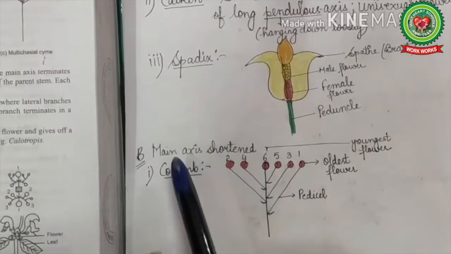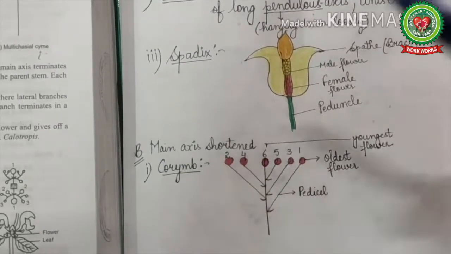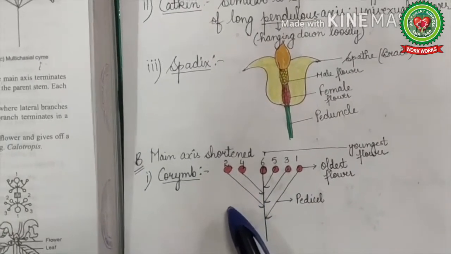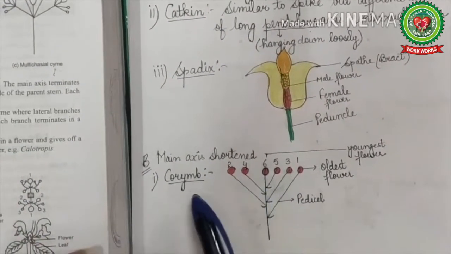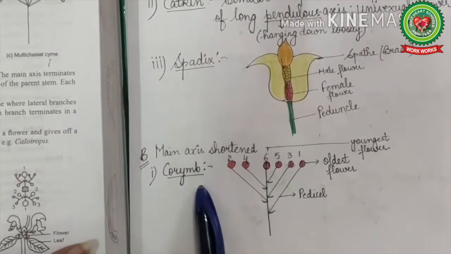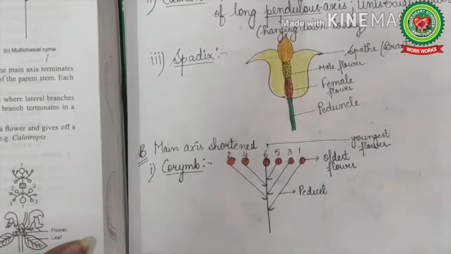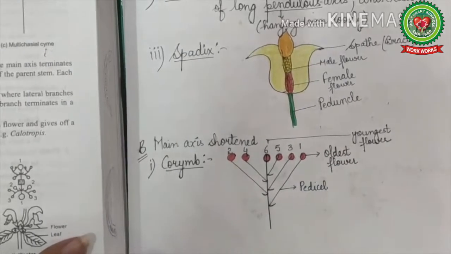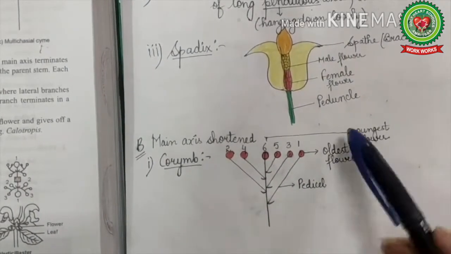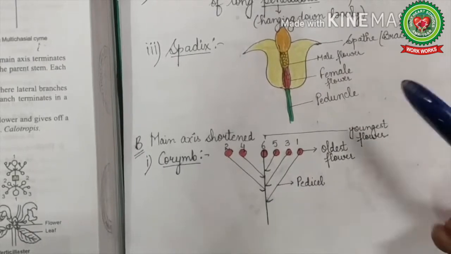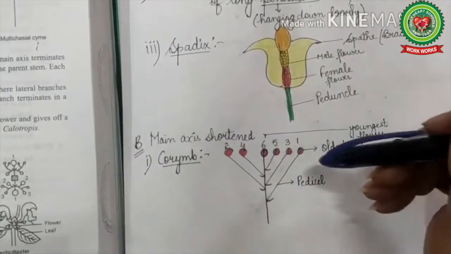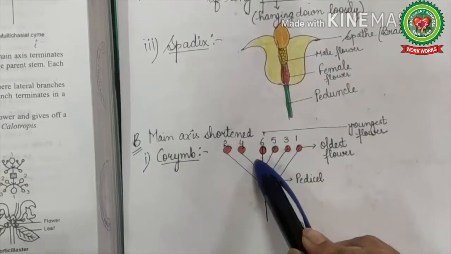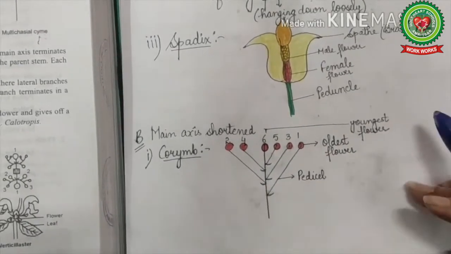Now the next one is main axis shortened. Earlier we have done main axis elongated. Now it is main axis shortened. It is on page number 56. The first type is corymb. In this, the main axis is short. We can see this. The flowers are stalked, or pedicels are of varying lengths. We can see here this is the pedicel, and here the succession is again the same from outer to inner side. This is the oldest flower and this one is the youngest flower. Example is candytuft. It's given already in your book.